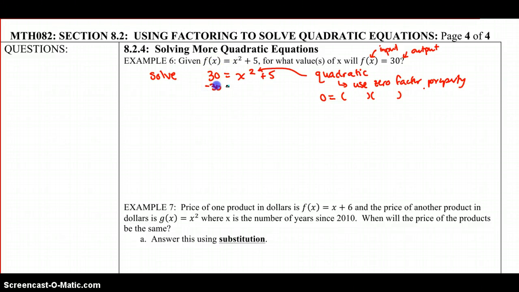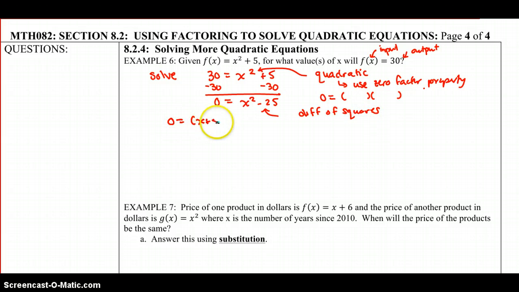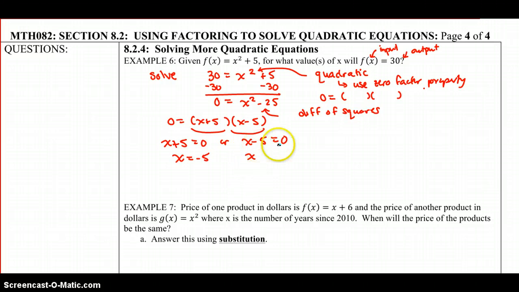We're going to subtract 30 from both sides, and we'll get 0 equals x squared minus 25. Now we've got 0 equals, but we don't have a factored expression on the other side. We should recognize here that we have a difference of squares. To factor that expression, we're going to write that as x plus 5 times x minus 5. Now we have two quantities being multiplied that equal 0, so at least one of these quantities has to be equal to 0. This would give us x equals negative 5 when we subtract 5 from both sides, and here if we add 5 to both sides, we get x equal to 5.